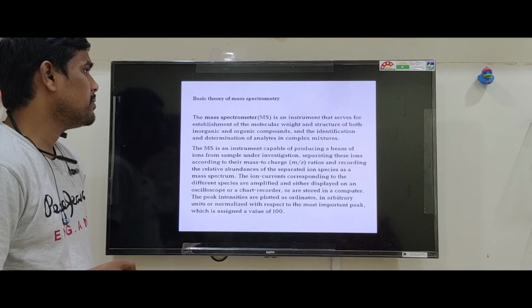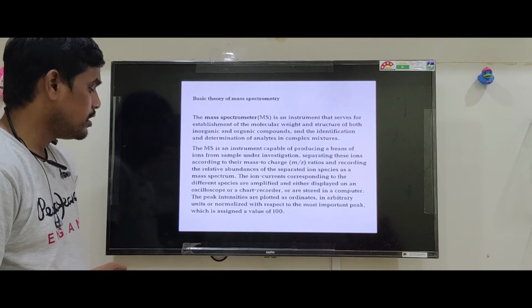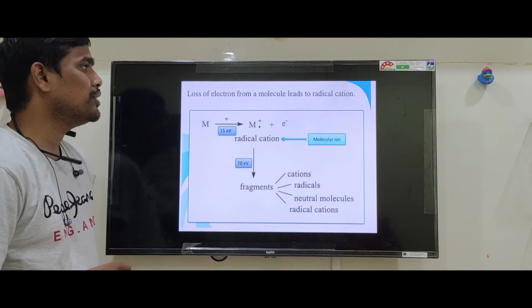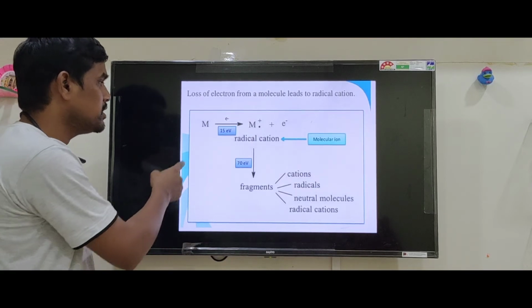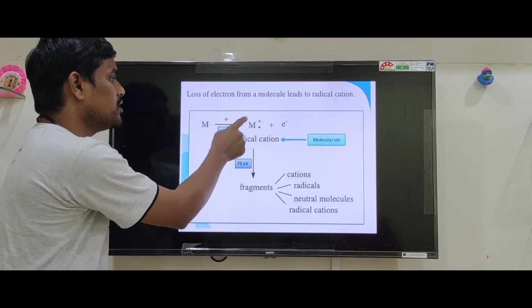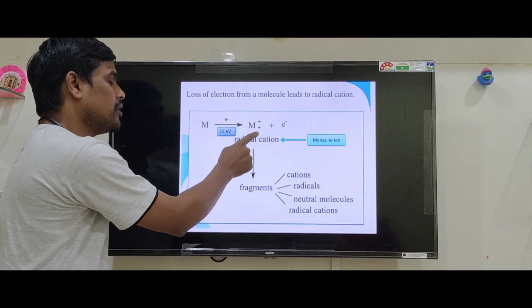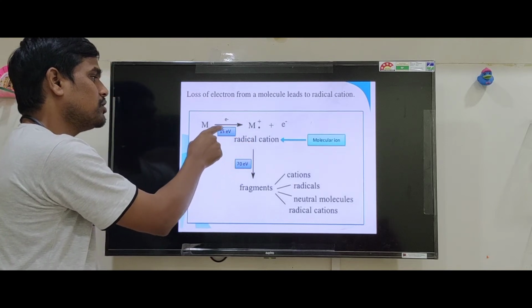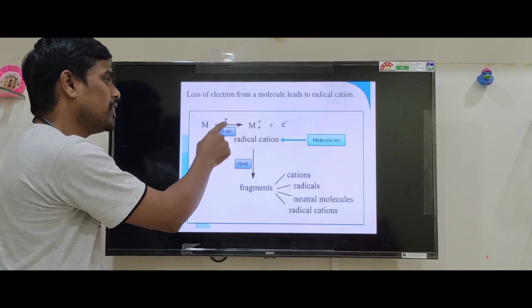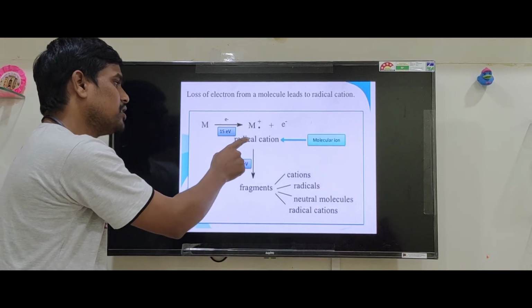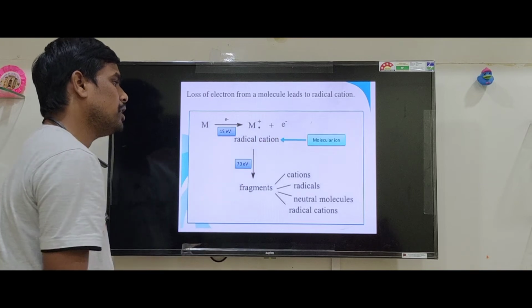Basic theory of mass spectrometry: loss of an electron from a molecule leads to a radical cation. So this is a molecule, and loss of an electron will convert it into a radical cation. This is the parent ion, and when we apply 15 electron volts of energy, it will remove one electron and convert into a radical cation. This radical cation we call the molecular ion.